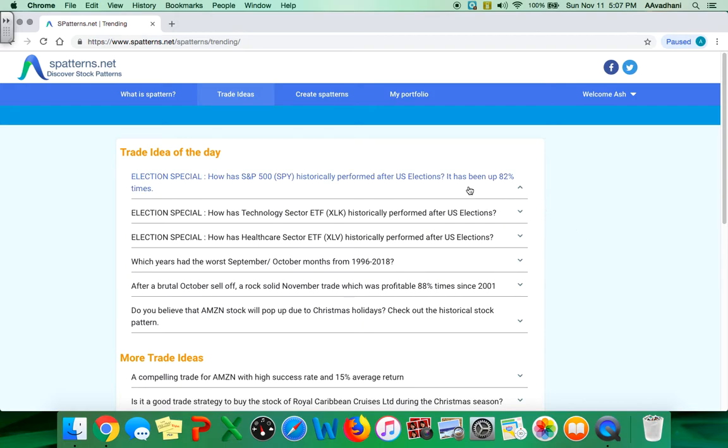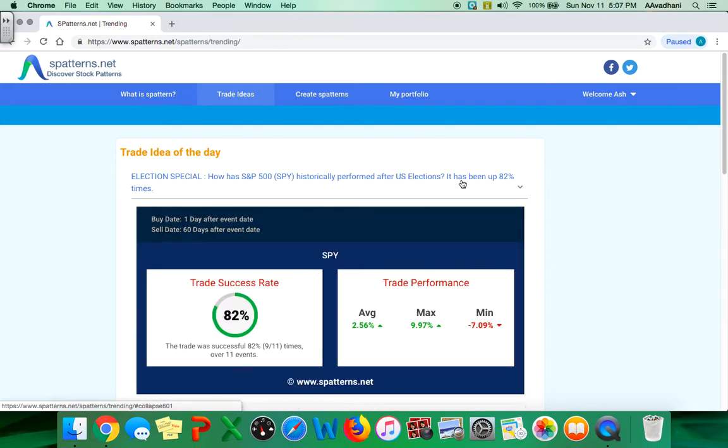The question is, how did S&P 500 index perform after US elections? Did it usually drop down or did it usually go up? Let me explain to you the trade. The buy date was 1 day after the elections, and the sell date is 60 days after the elections. The trade success rate was an 82%.